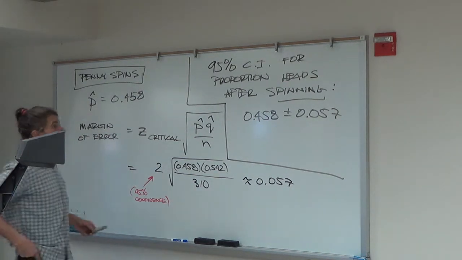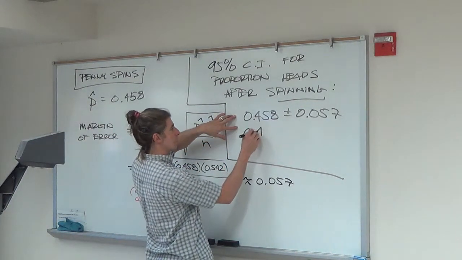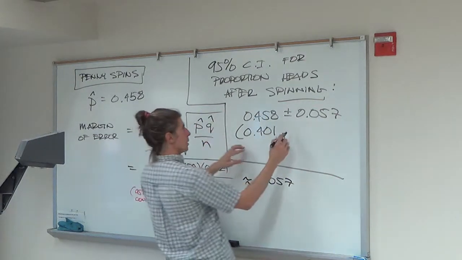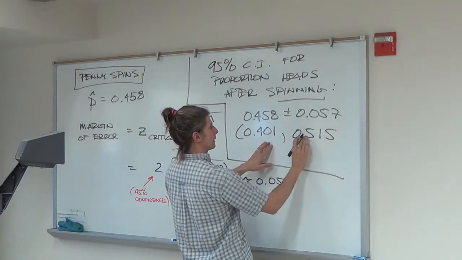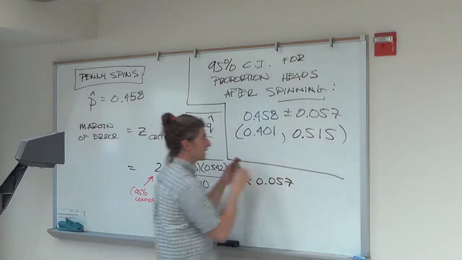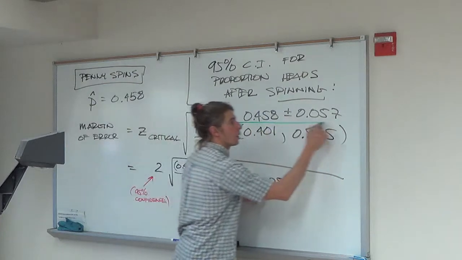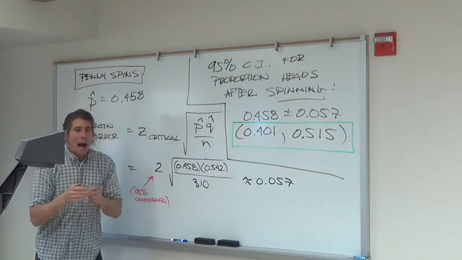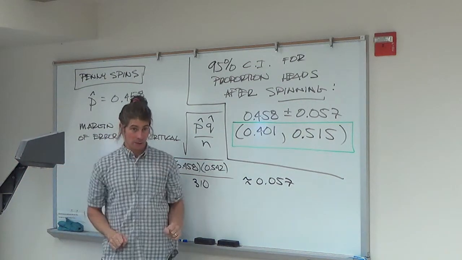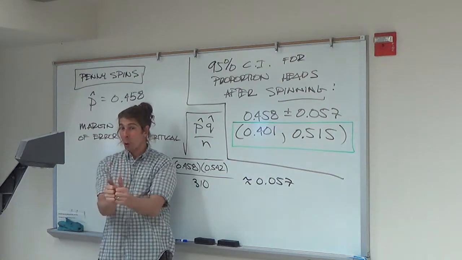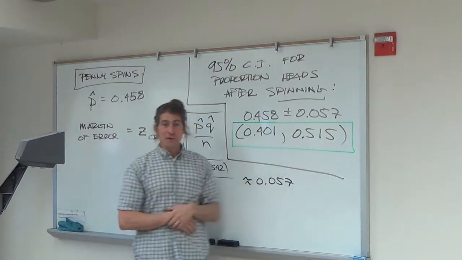Let's see if I can do math in my head. That's going to be 40.1%, isn't it? Yeah, that worked out well. To 51.5? Did I do that right? Yeah. Which now means I do not know exactly what the percentage of heads I'm going to get is, but I'm 95% sure that it's at least 40.1% and no more than 51.5%.